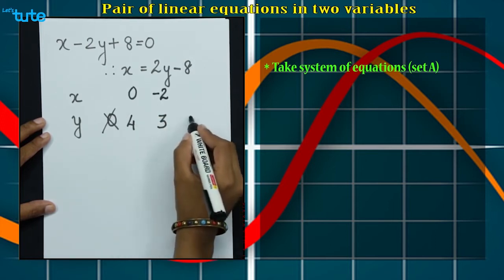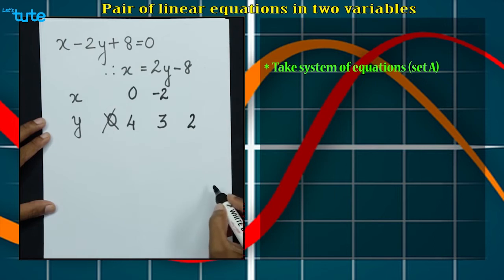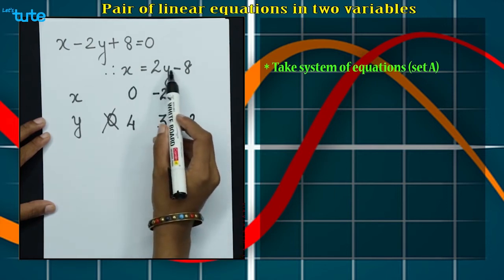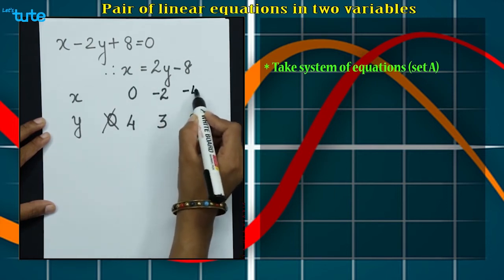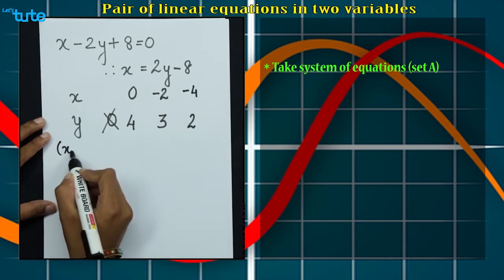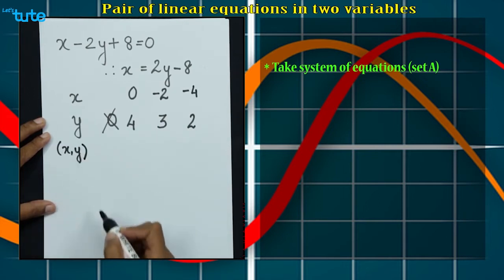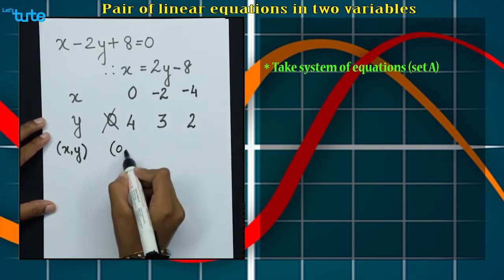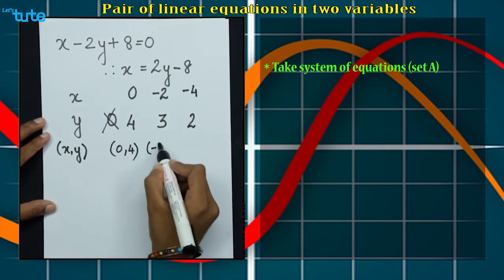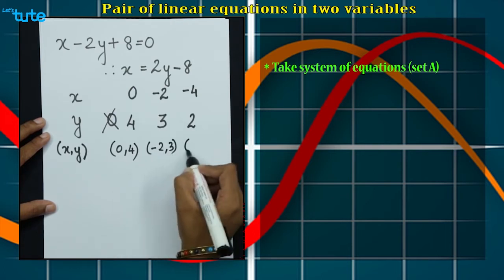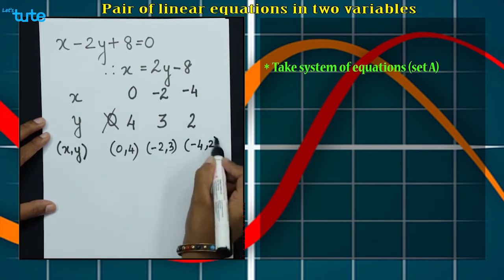Let us put the next value for y as 2. When I substitute 2, 2 into 2 minus 8 gives us minus 4. So we got 3 points on the line x minus 2y plus 8 equals to 0, namely 0, 4, minus 2, 3 and minus 4, 2.